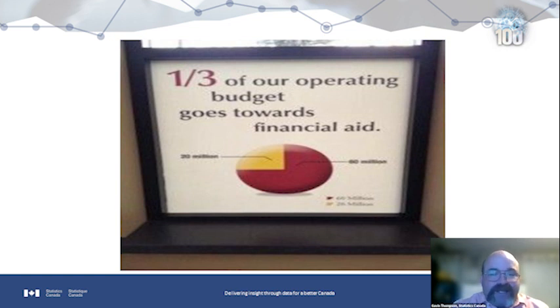This came from a bank in Canada. This is quite upsetting. I want the banks to be good with numbers. 1/3 of our operating budget goes towards financial aid. So as soon as we look at it, we see that it's 1/4. The resolution's kind of bad here, but it says 20 million and 60 million. So 25% of their operating budget goes towards financial aid, but it's not 1/3, it's 1/4. And it's 3 times bigger, but that's not quite what they're saying. So again, they've made this mistake. This is a Canadian bank and it's sort of upsetting.